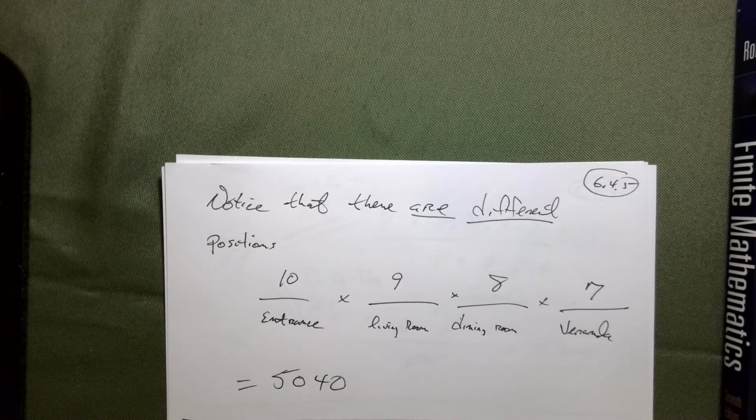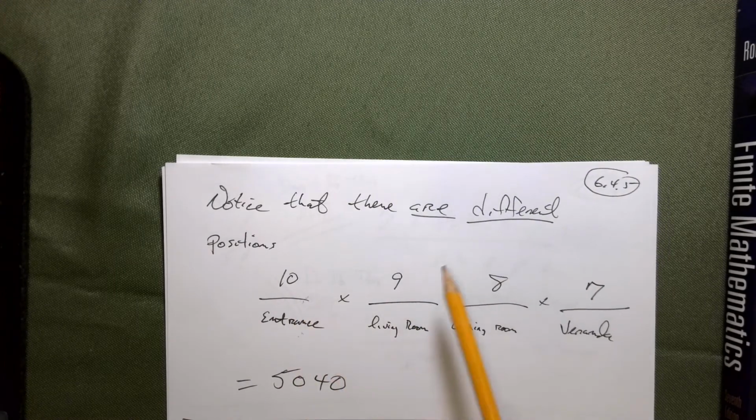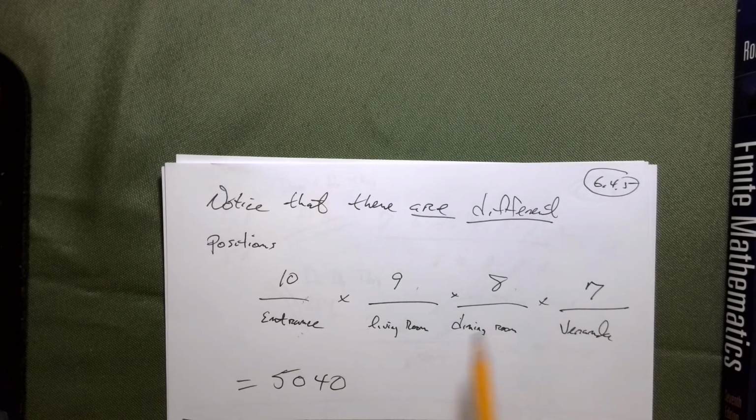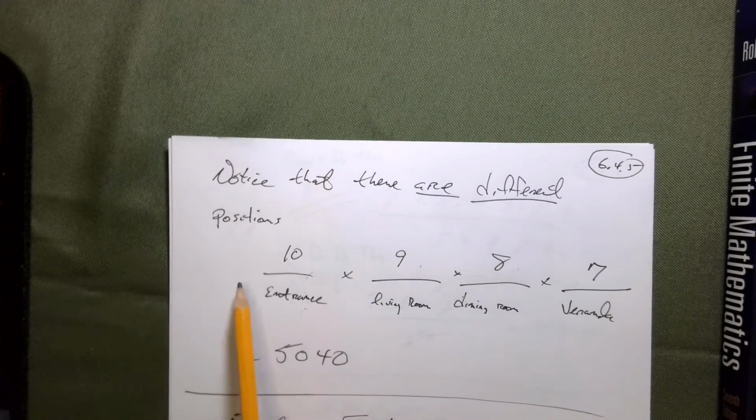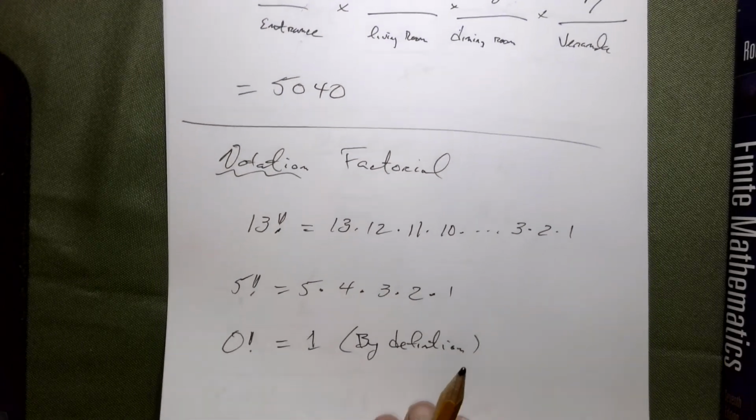So you have 10 women that are available. You pick 1 out. So you're going to put 1 of the 10 at the entrance. You only have 9 left. 8 left and 7. So you just multiply all those guys together. All right, now notice these numbers are getting bigger and bigger and bigger because we're multiplying a lot of numbers. So notation.